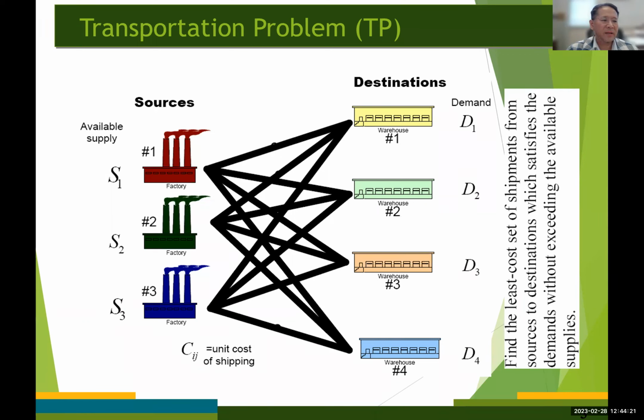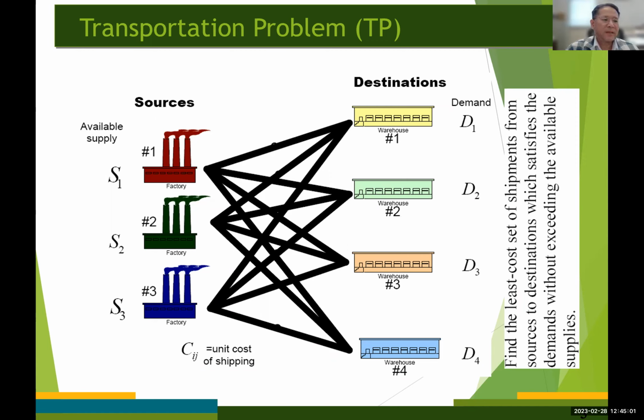The standard scenario where the transportation problem arises is that you want to send sets of shipments from some sources to destinations. Each source has a given supply, and each destination has a given demand amount. And each road that connects a source-destination pair has a given transportation cost per unit of shipment.